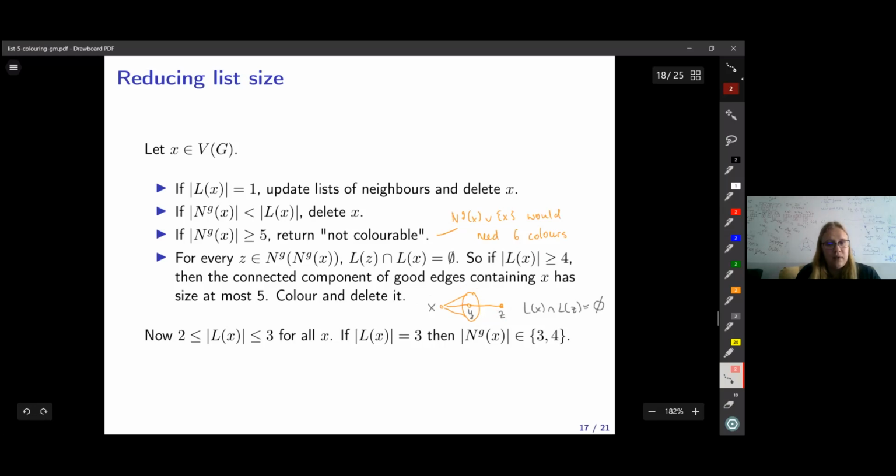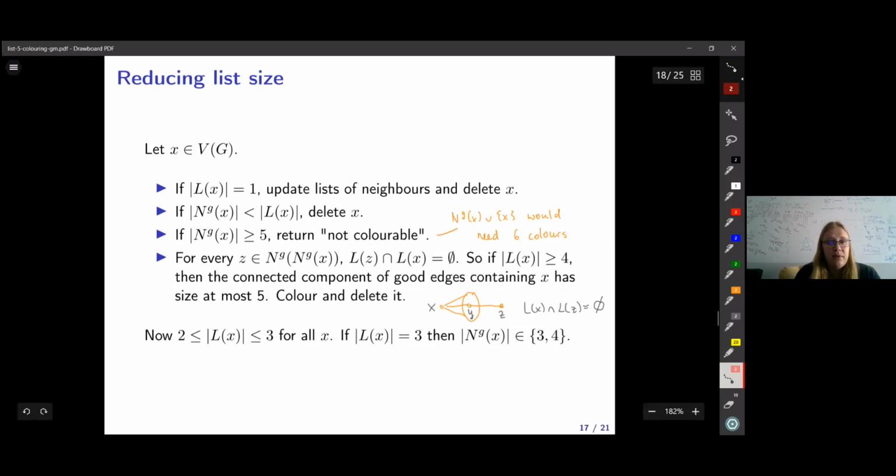Then in the graph, it could be that this was an edge, but then why is that a second neighbor in the graph of good edges? Well, because the lists of X and Z were disjoint. Or maybe this was not an edge in the graph, but then why is this not a good P3? Because the lists of X and Z were disjoint. So in any case, for each vertex, its list is disjoint from the list of its second neighbors in the graph of good edges.